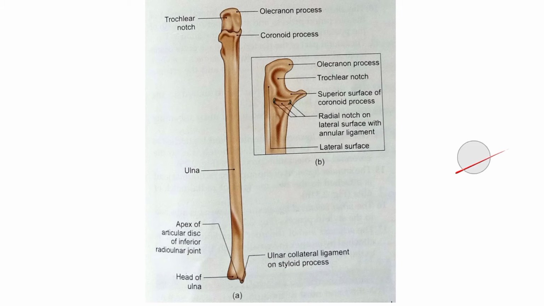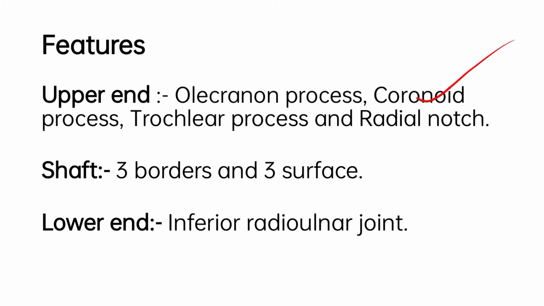Alright. So again we saw olecranon has 5 surfaces. Coronoid has superior, anterior, lateral, medial, 4 surfaces. We saw trochlear process or trochlear notch.